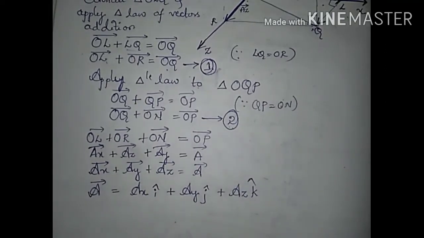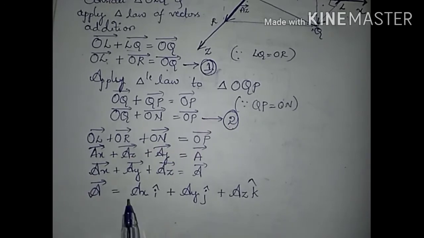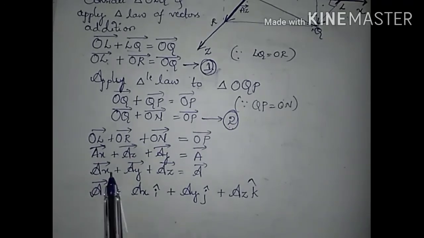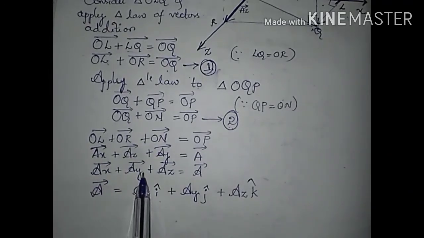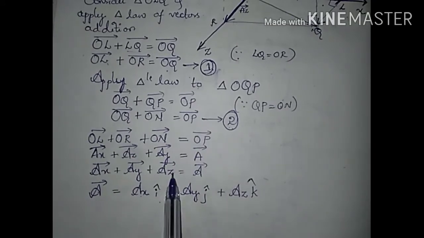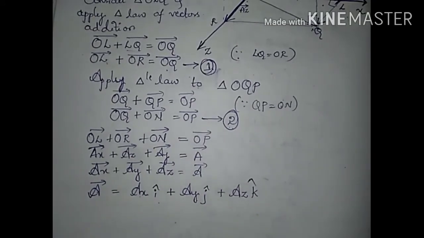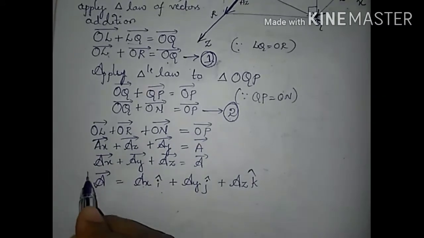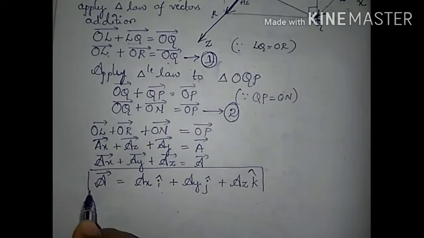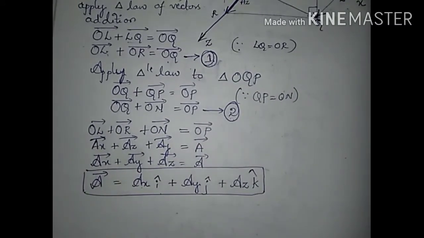Why are we writing like this? We know the unit vectors i, j, k along the x-axis, y-axis and z-axis. So from that we can write AX is equal to AX i cap, AY is equal to AY j cap, AZ is equal to AZ k cap. So this is the vector A in space.